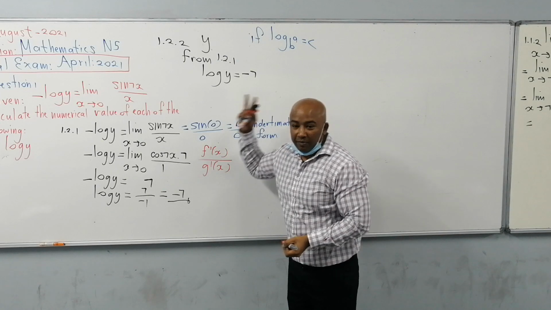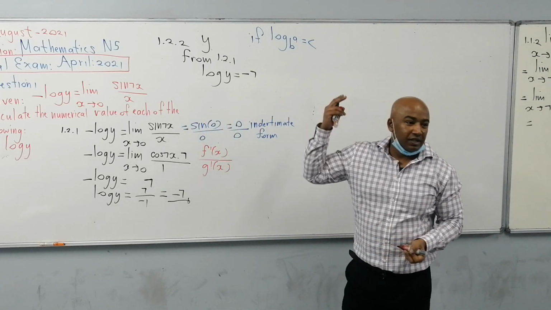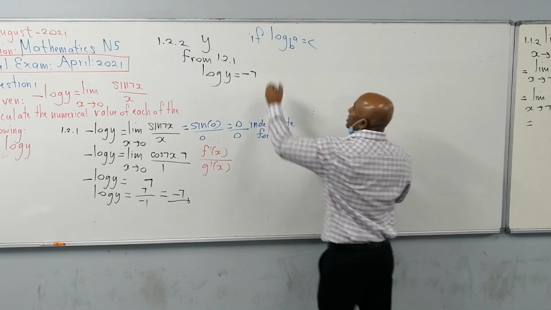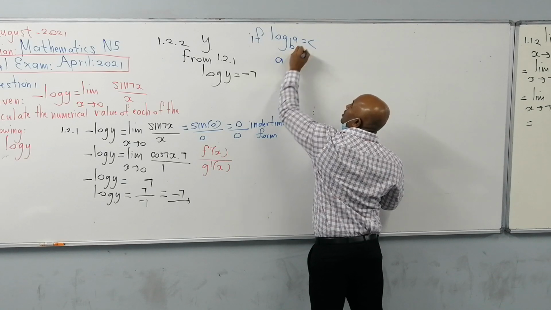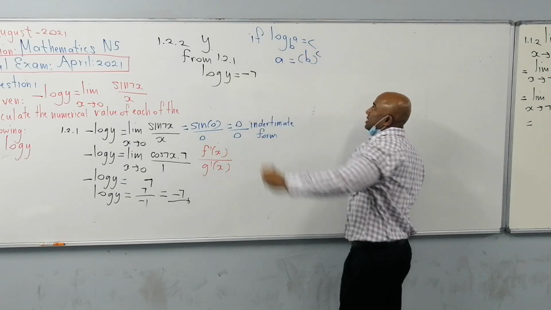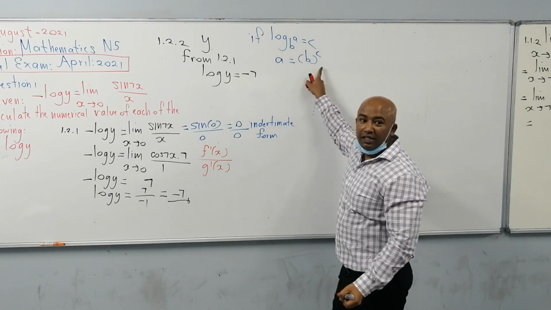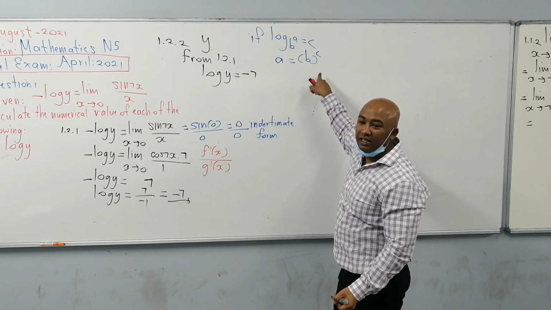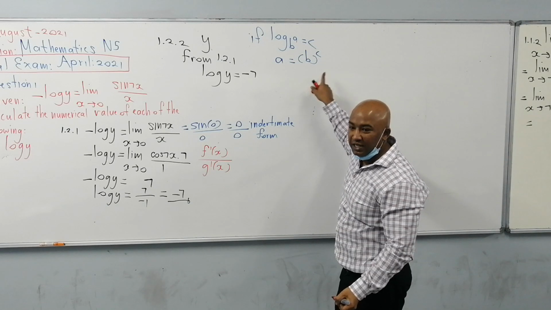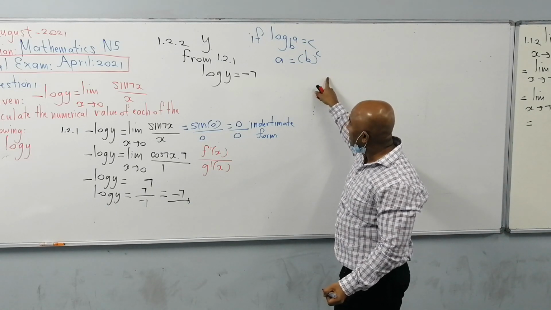We must convert from log form to exponential form. So now a is going to equal b to the power c. The base in the log equation is still the base, but it will become the base in the exponential equation. That's how you remember this.